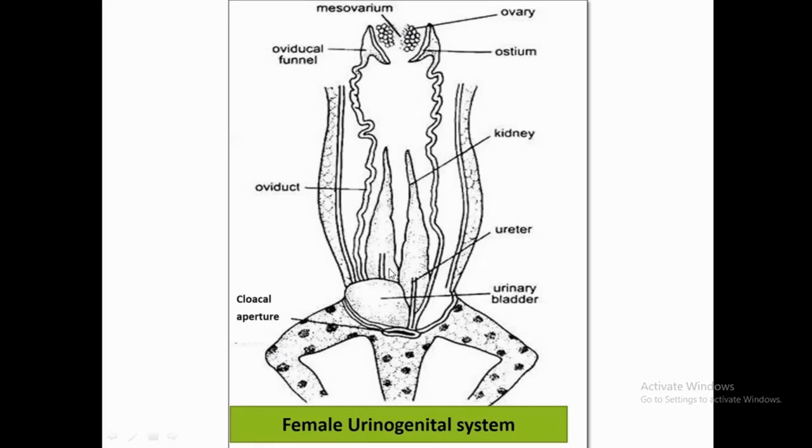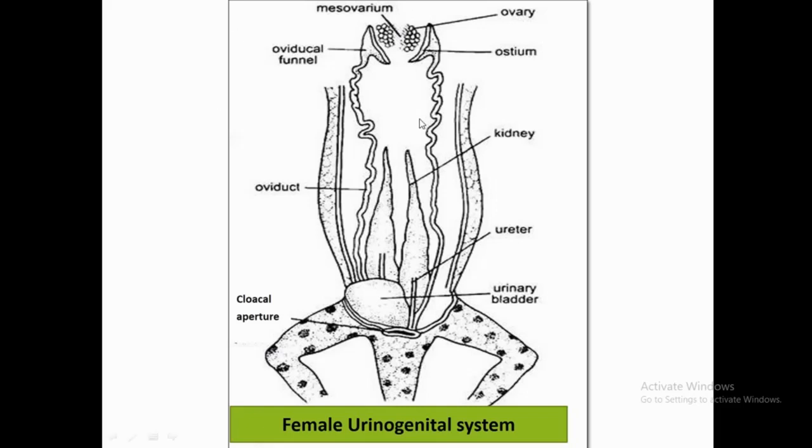Each kidney gives off a duct called the ureter, and both the ureters independently open into the cloacal chamber through their excretory openings. Besides these, there is a sac-like structure, that is the urinary bladder, which independently opens into the cloacal chamber. The kidney serves for extraction of nitrogenous waste from the blood and its conversion into its eliminating form.